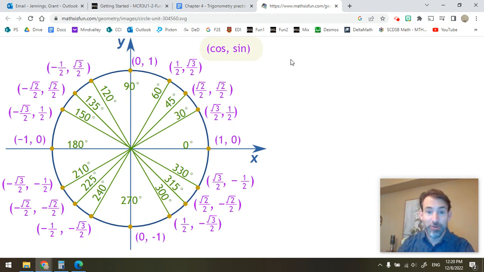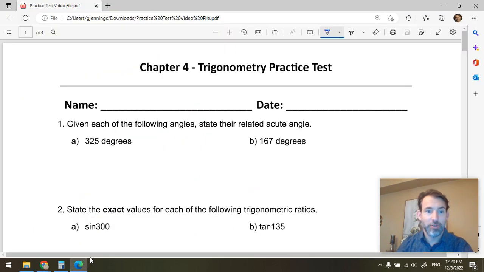Everyone, thanks for showing up for your learning. We're taking a look at the first couple questions of the trigonometry practice test.